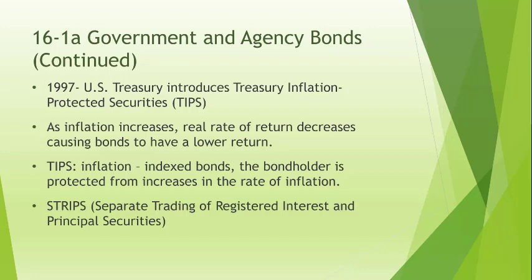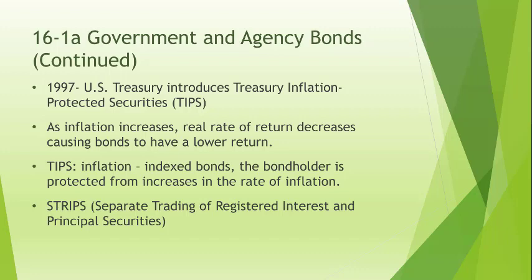And as inflation increases, the real rate of return decreases, of course, because you know that the real rate of return is the nominal rate of return minus the rate of inflation. So as inflation goes up, ceteris paribus, then the real rate must come down. And that causes bonds to have a lower rate of return. So what the TIPS bonds do is that they index for inflation. So the bondholder is protected from increases in the rate of inflation in terms of the coupon that they get. So the higher the level of inflation, the more that coupon's going to increase.